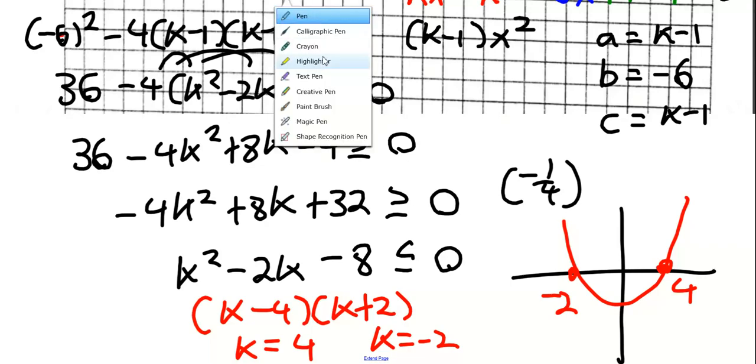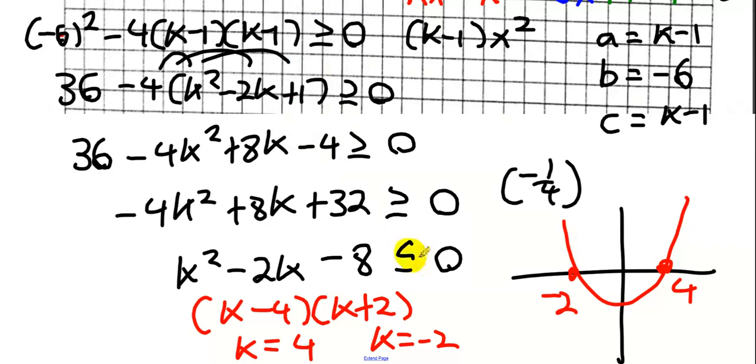What does the inequality sign want from me? What does it want from me? The yellow sign says smaller than 0. It wants unders. So once in between those two sets. So what's the answer then? What's the answer, guys? Minus 2 smaller than k smaller than 4. Who got that?